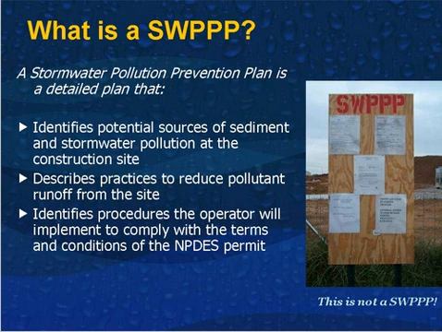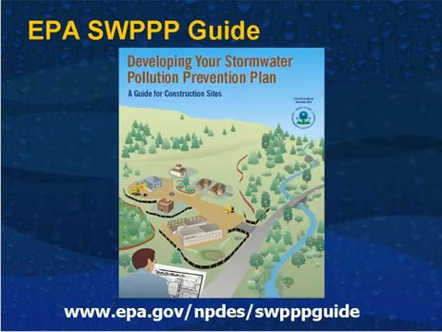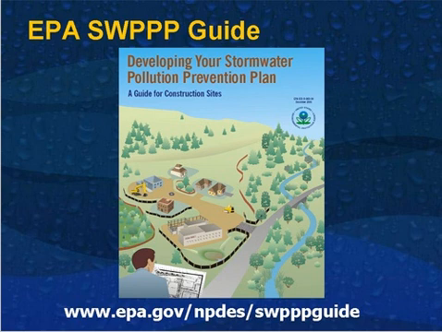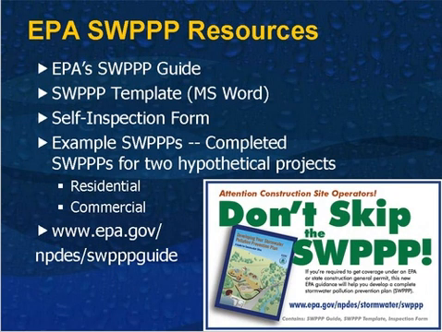And EPA actually has a really good guide for developing a stormwater pollution prevention plan. It's called the Guide to Developing Your Stormwater Pollution Prevention Plan, and it's available on our website. And it steps you through all the different requirements of the plan and things you should look for and things such as that. So I encourage folks to go to the website and download it and view it.